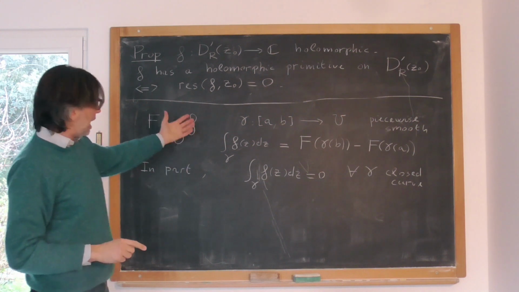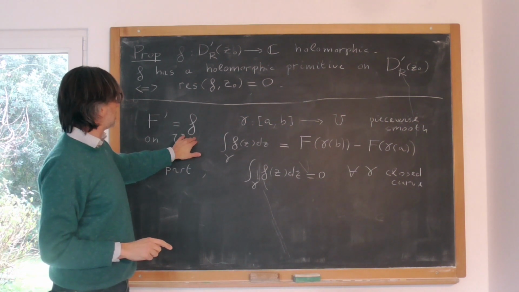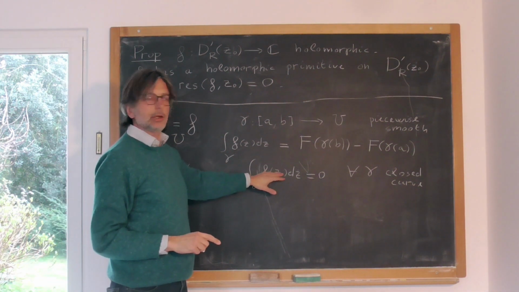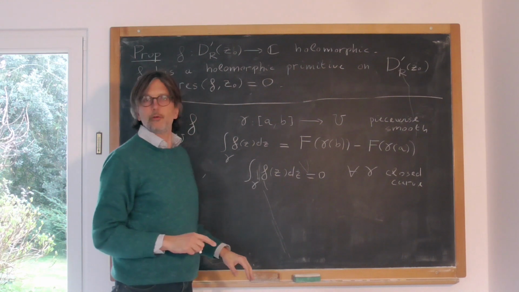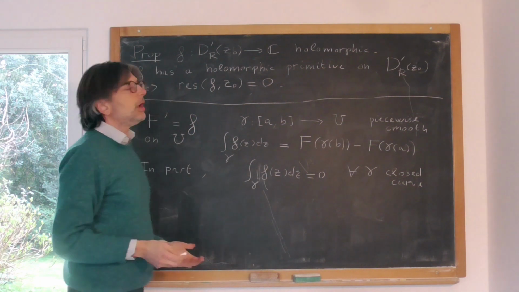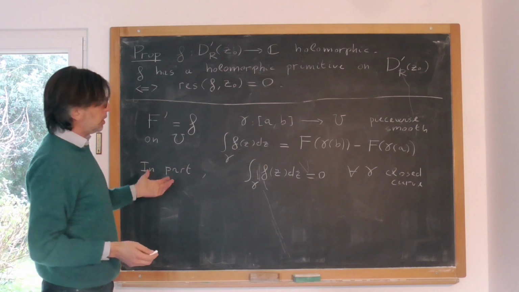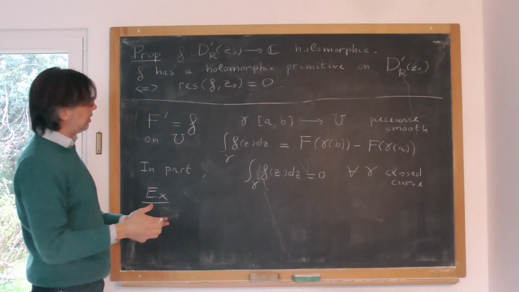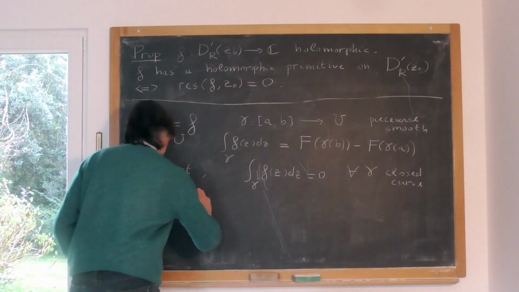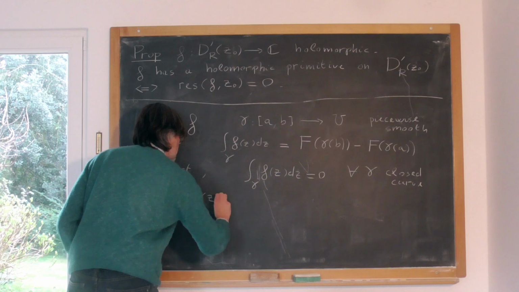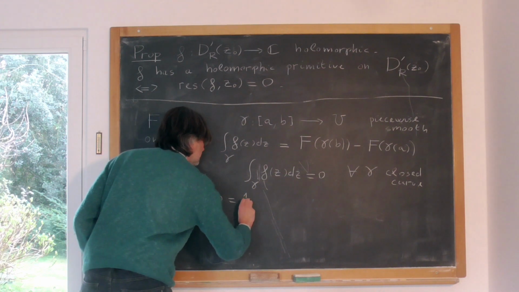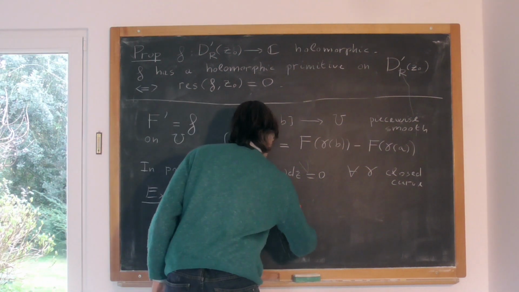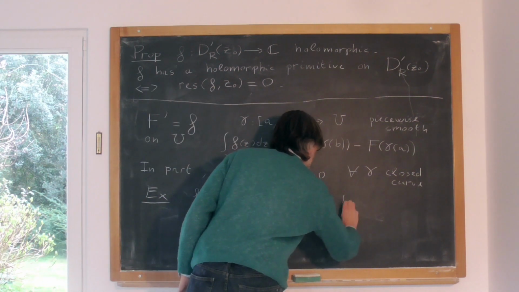And so whenever a holomorphic function has a primitive on a certain domain, then its integral on every closed curve will be 0. And not every holomorphic function has a primitive on its domain. The typical example that you already know is if you take the function f of z equal 1 over z. This is a holomorphic function on C minus the origin.